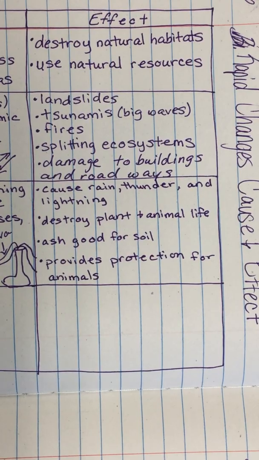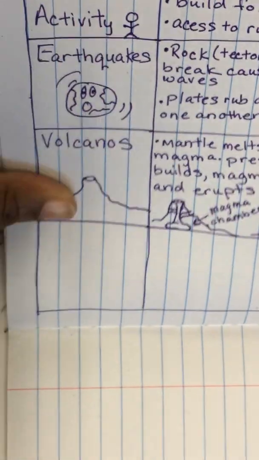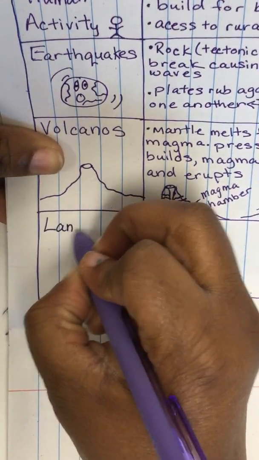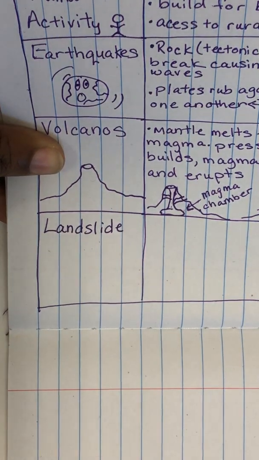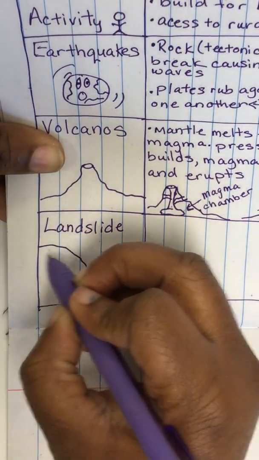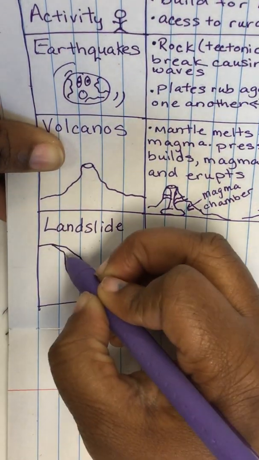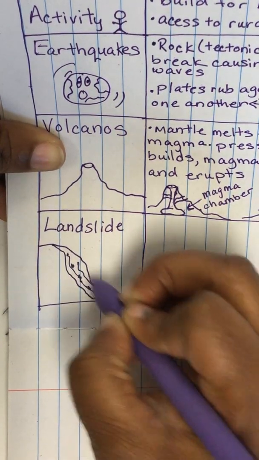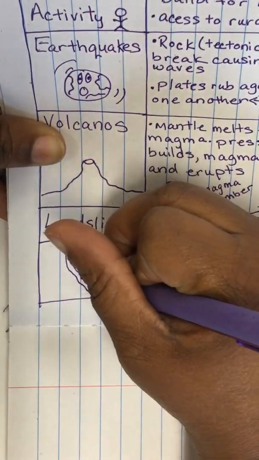And our last sort of event is going to be, and I'm going to have to hold this notebook kind of weird, it's going to be a landslide. The only picture I could think to do would be something sort of like this. You have your mud and your rocks sort of tumbling down. And when in doubt, label.